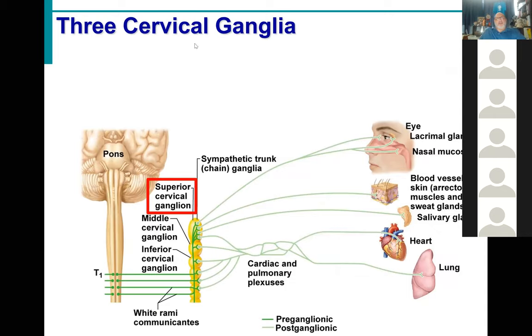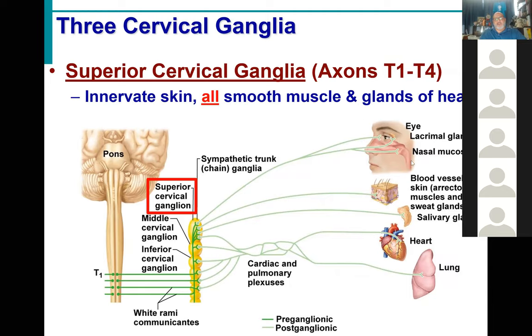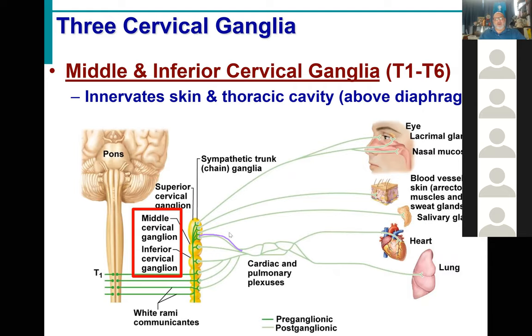Here, we see our three cervical chain ganglia. Notice our superior cervical chain ganglia innervates basically everything of the head: smooth muscle, skin, all the glands, anything internal of the head. Now notice, again, we know this is big and global. So if you notice, there is a tiny minor input to the heart, but mostly it goes to the head. Conversely, our middle and inferior basically go to all the organs and the skin of the thoracic cavity, everything from the diaphragm up.